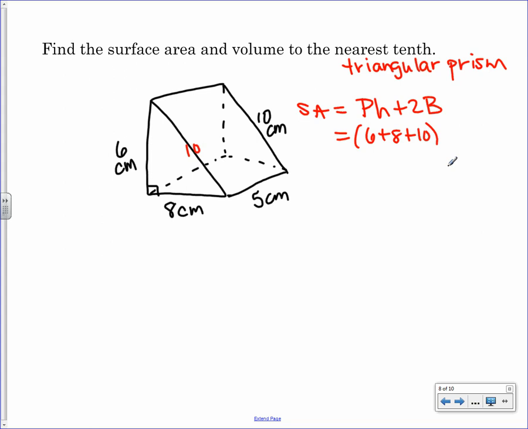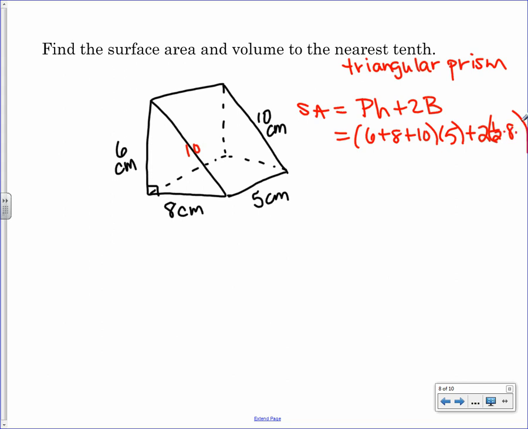So a lot of people don't like it when the prism's not standing up. They don't understand that's still height, but it's still height. Is that okay? Okay, so 5 plus 2, and then what's that capital B mean again? Area of the base. One more time, what shape is our base? Triangle. What's the area of any triangle? 1/2 base times height.